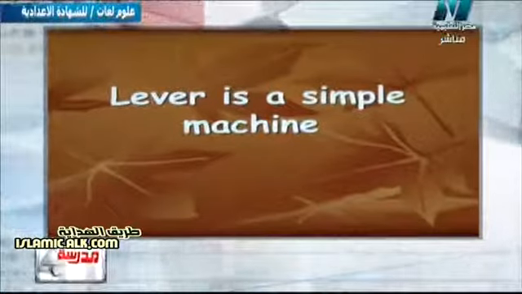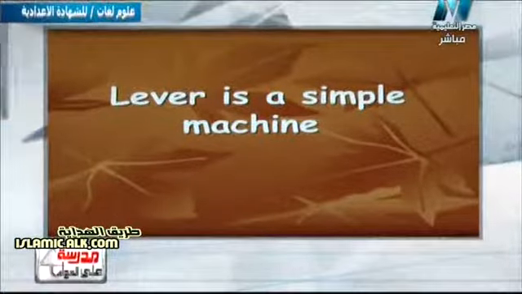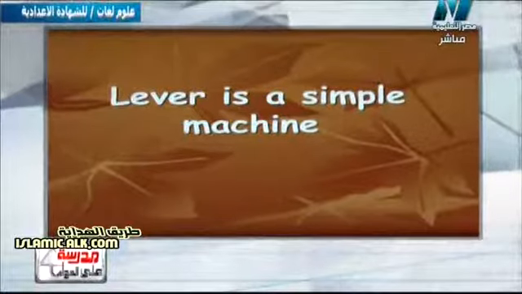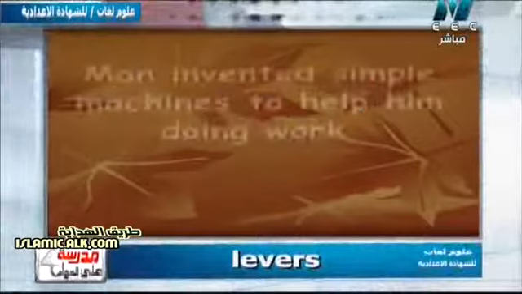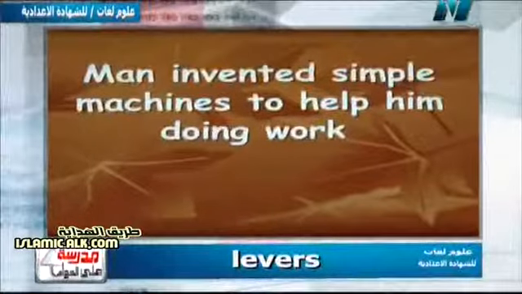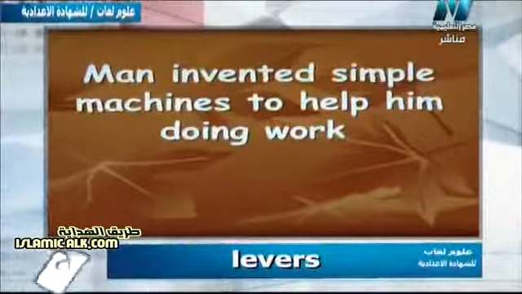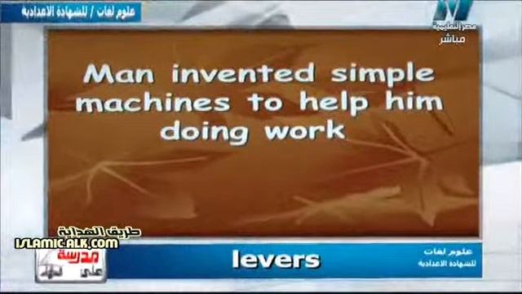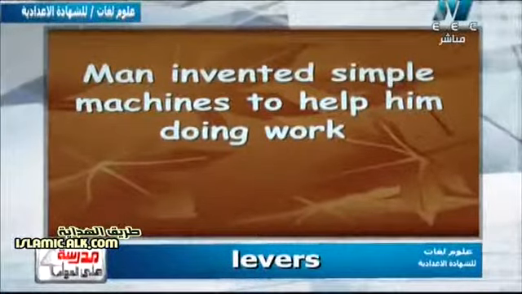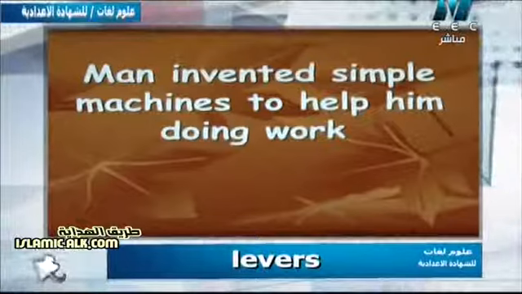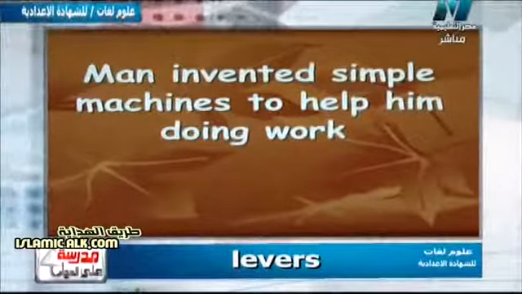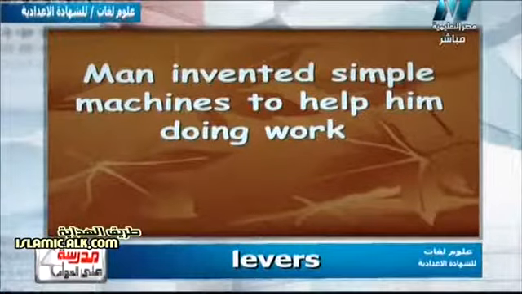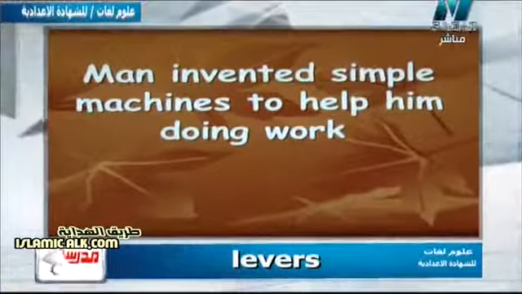Pincers, البنسة أو الكماشة, we call a lever. Scissors, المقص, also a lever. So again, we have many levers in our daily life. Let's have a historical hint. ناخد لمحة تاريخية. Man invented simple machines to help him do work. الإنسان اخترع الآلات البسيطة عشان تساعده في أداء المهام الصعبة.